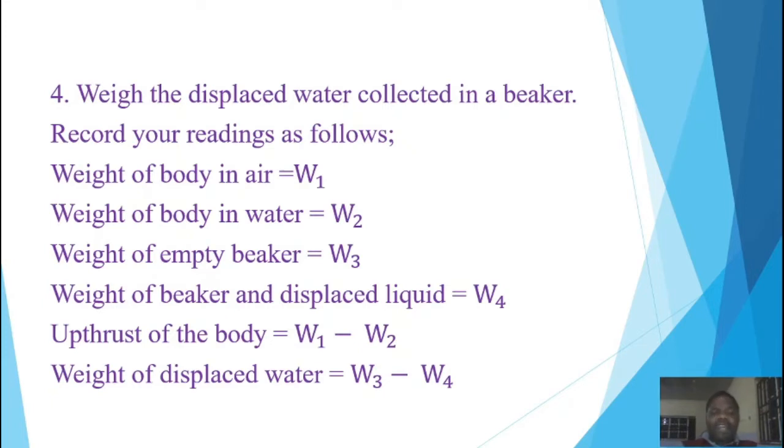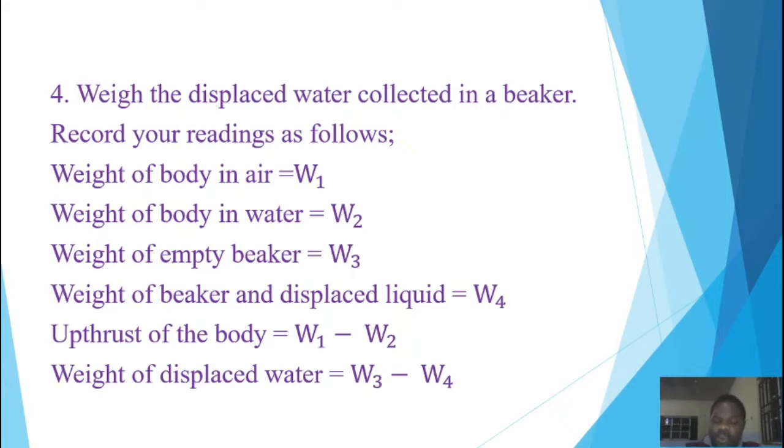Now we say let the weight of the body in air be W1, the weight of the body in water be W2, the weight of the empty beaker be W3, and the weight of the beaker and displaced water be W4. So we now see that the upthrust of the body is going to be weight in air minus weight in water. So this upthrust is equal to the what?